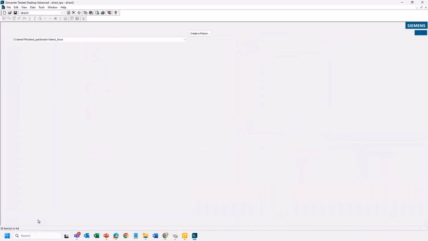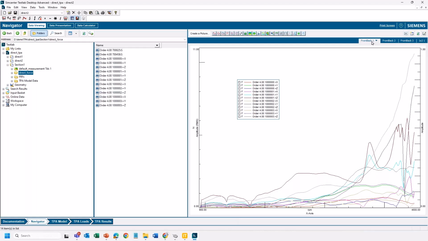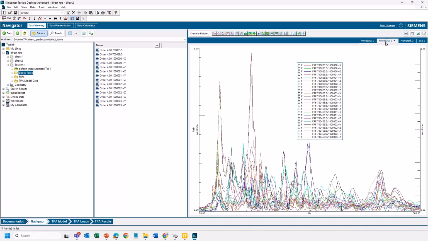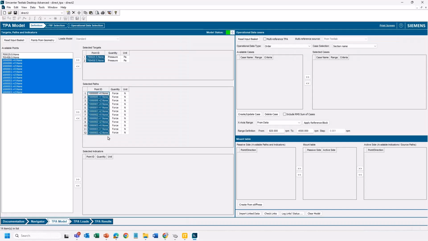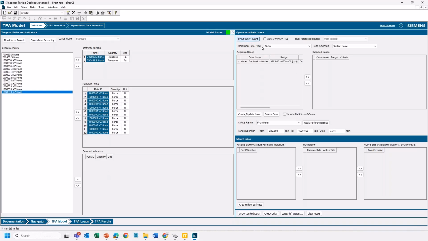But in this case, again, I'll go back to the navigator. When we looked, we had newtons of force for all these fourth orders, and then we had the transfer functions from force to pressure. And so we just have to multiply them. These are really the only things I had to define. Later, we're going to go through the mount and matrix method, and then we'll use the indicator section. Here, I can read the operational condition. We got fourth order. It goes over a certain RPM range. And so I've set up for a direct TPA where I have forces.